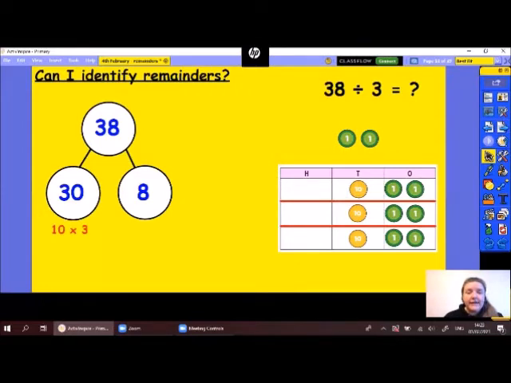Dividing 38 by 3, well, I know that 30 is 10 times 3. So that can go into one arm of our part whole diagram, and that's 10 lots of 3. And then I've got 8 left over.